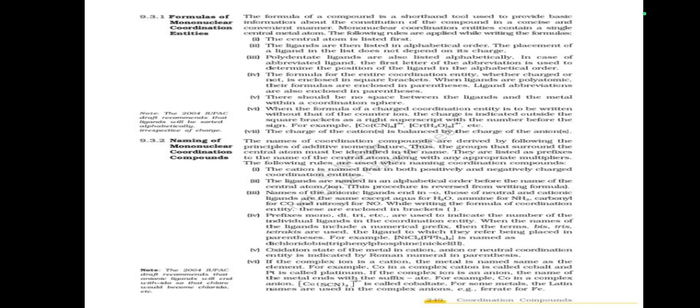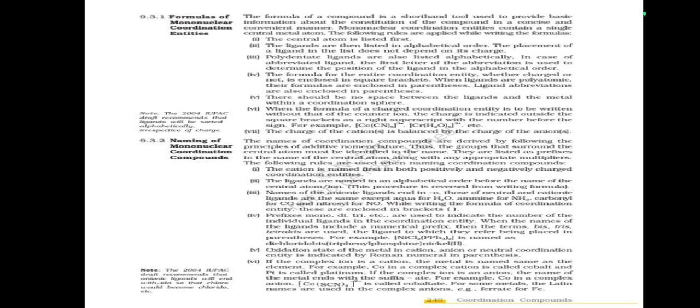Thus, the groups that surround the central atom must be identified in the same way. They are listed as prefixes to the name of the central atom along with any appropriate multipliers. The following rules are used when naming coordination compounds. The cation is named first in both positively and negatively charged coordination entities. The ligands are then named in alphabetical order before the name of the central atom.